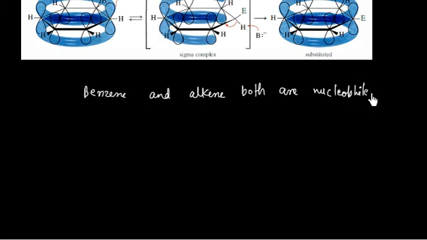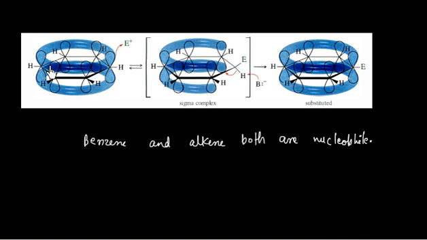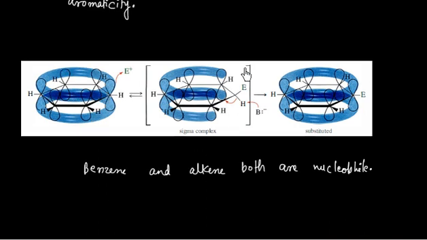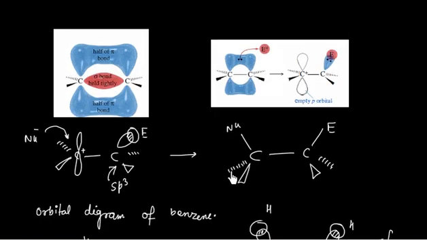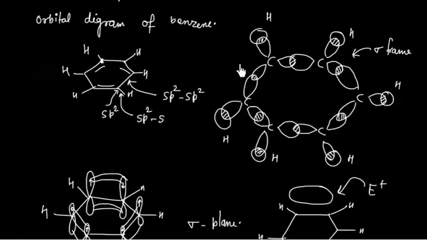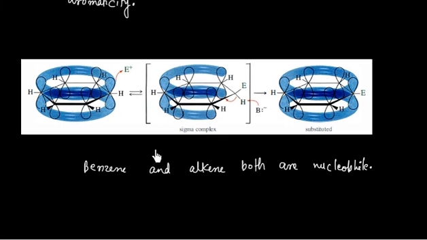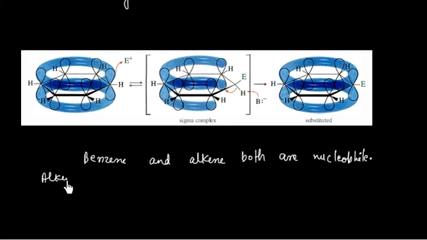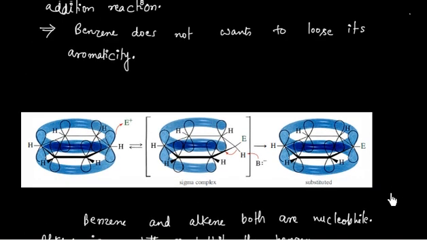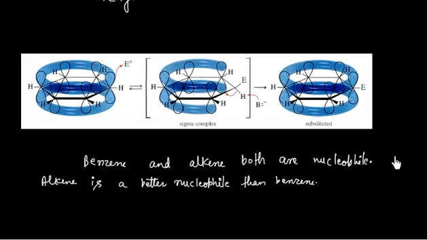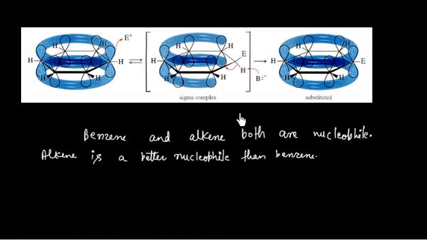Another important point is that in the case of benzene, this electron cloud is tightly bound, but in the case of alkene, this electron cloud is not tightly bound. So alkene is a better nucleophile than benzene. And this is the reason that in the case of benzene, the reaction is done by a good electrophile, and a good electrophile is generated by adding a catalyst.